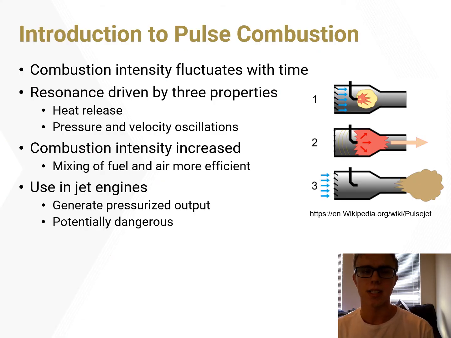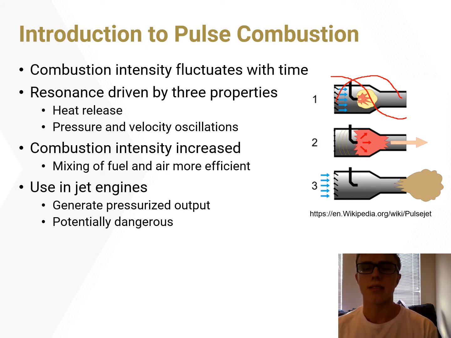To introduce the concept of pulse combustion, I will be using the figure on the right of a pulse jet. In these systems, you have combustion intensity fluctuating with time, and this is due to three different properties. You have heat release, as well as pressure and velocity oscillations, which occur throughout the length of the system.